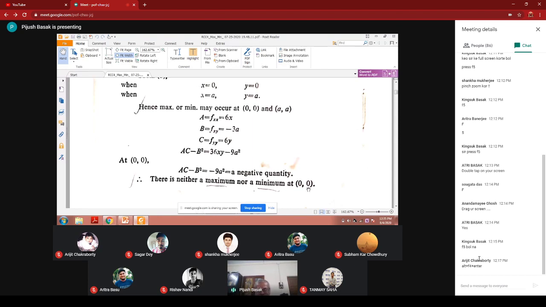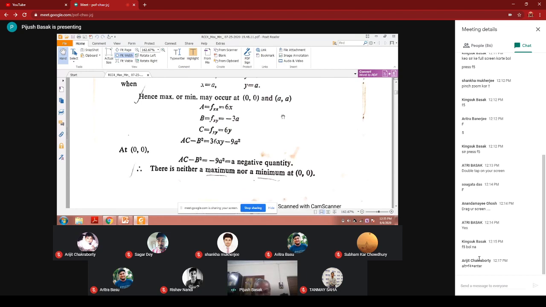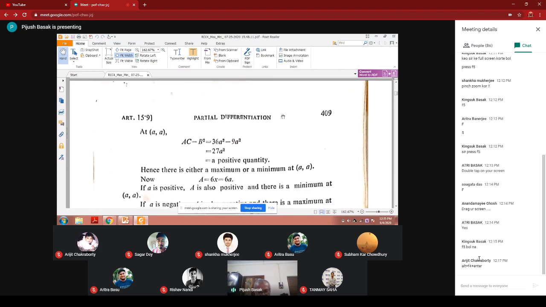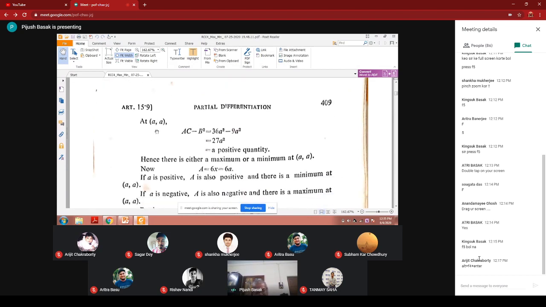So it is rejected. So we shall examine for (a, a). There are 2 points. We shall examine for the second point. At (a, a), AC minus B square is 27a square, and of course it is a positive quantity. So there is either a maximum or minimum at (a, a). So the only one point (a, a) contains either a maximum or minimum. That much is sure. But whether it is maximum or minimum, that we don't know.